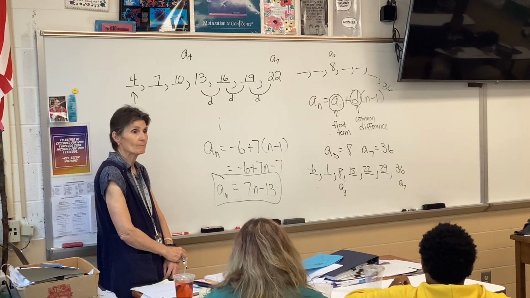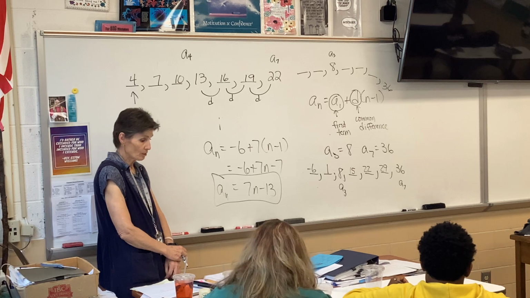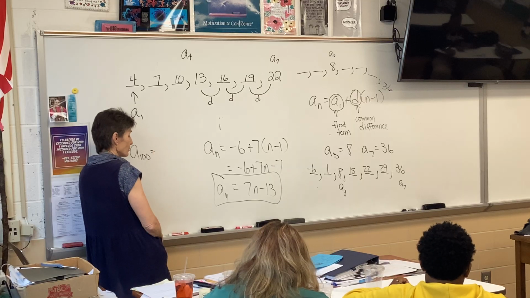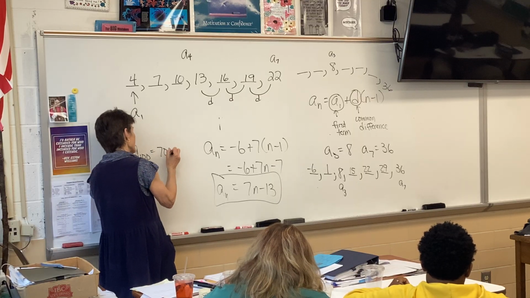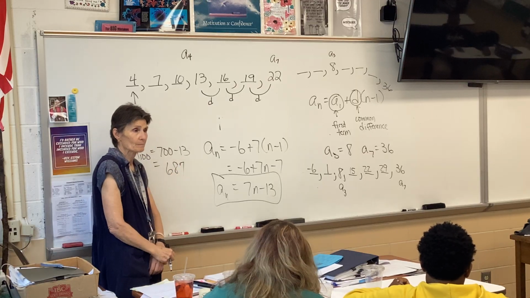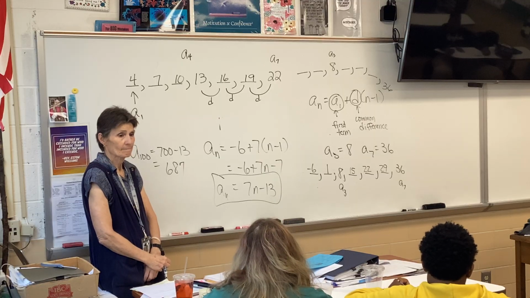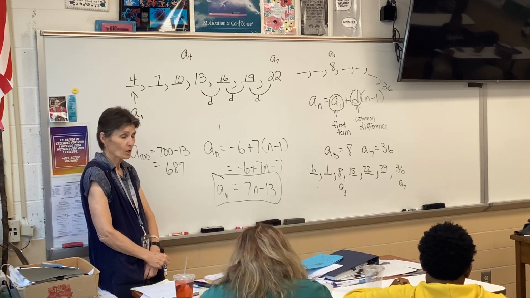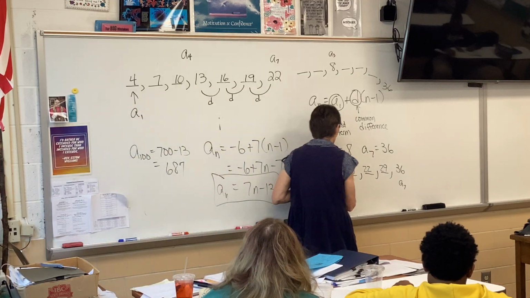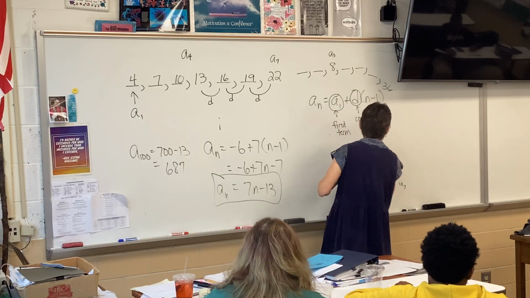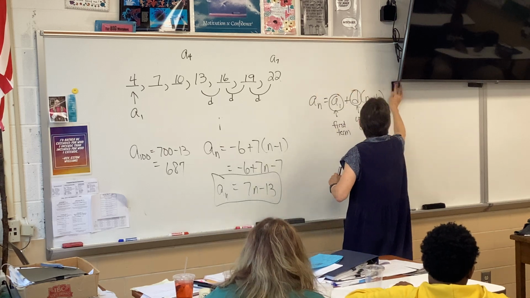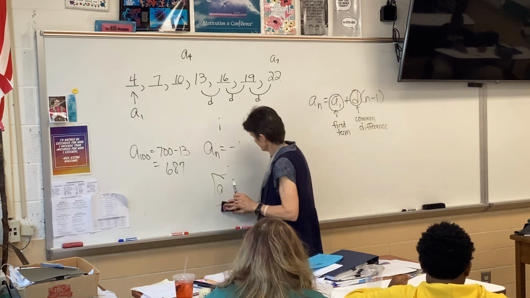How does that look to you? Good? So now I want the 100th term. So I just plug in 100. And the 100th term is, I don't know, 700 minus 13, what is that? 687. All right. There's one more. Try that one on your own. And I'd love to have a volunteer come up and do it on the board if you're comfortable doing that.